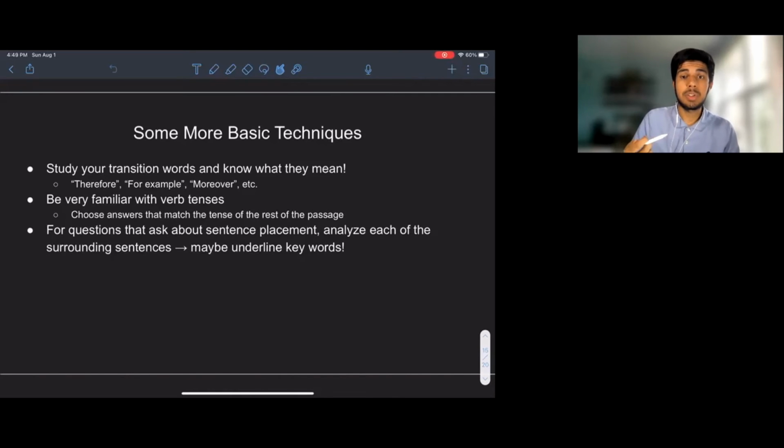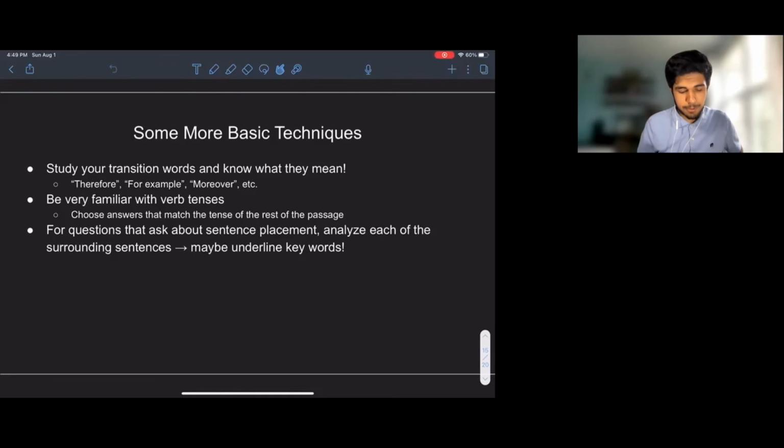Additionally, you should be familiar with your verb tenses. There are questions where they'll usually underline a verb, and the answer choices will be the verb in different tenses. For these questions, I suggest looking at the rest of the passage, looking at some other verbs that were used, and then choosing the answer that matches the tense of those other verbs. That should guide you towards the correct answer.